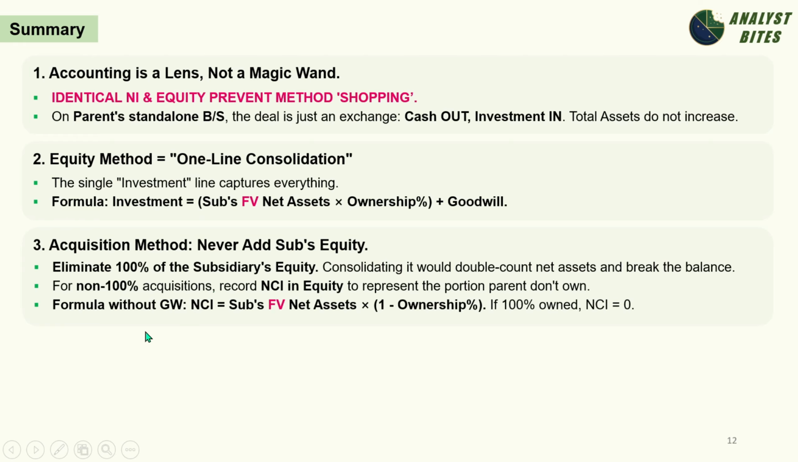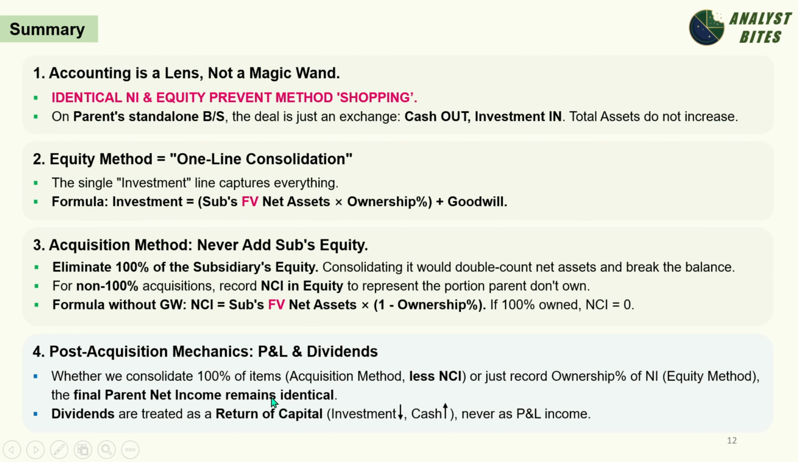For the income statement, use net income attributable to NCI to remove the portion of profit that doesn't belong to the parent. Also remember that fair value amortization adjusts the subsidiary's profit before it hits our bottom line. Finally, dividends are just a way to cash out and do not lower the consolidated profit.